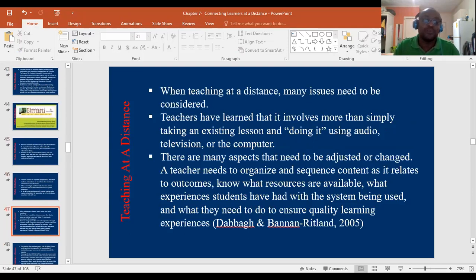When we meet next, we'll look at teaching at a distance. How does it actually take place?